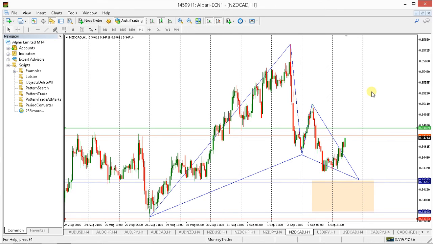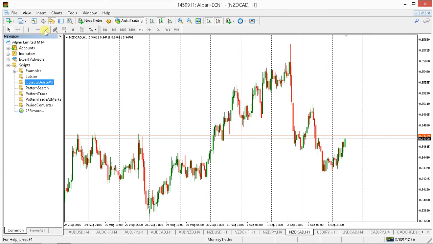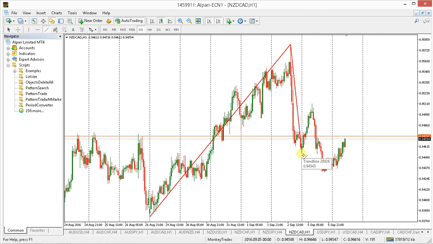That's why I have created a script that already calculates this automatically. And let me demonstrate how it works. I delete all objects from my chart, and what I need to do is show the important movements. It is XA, then I need to show to my script where is my AB, and I need to show it BC.